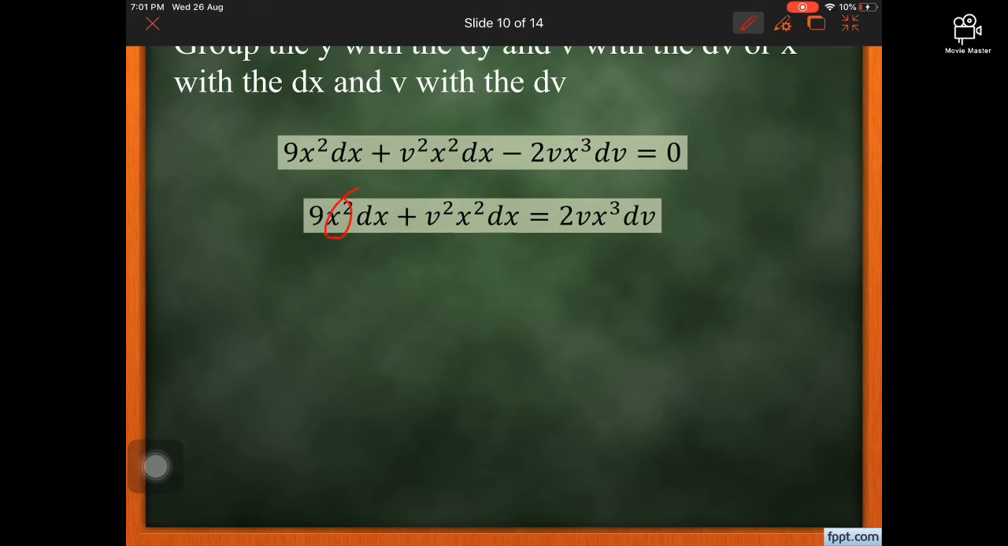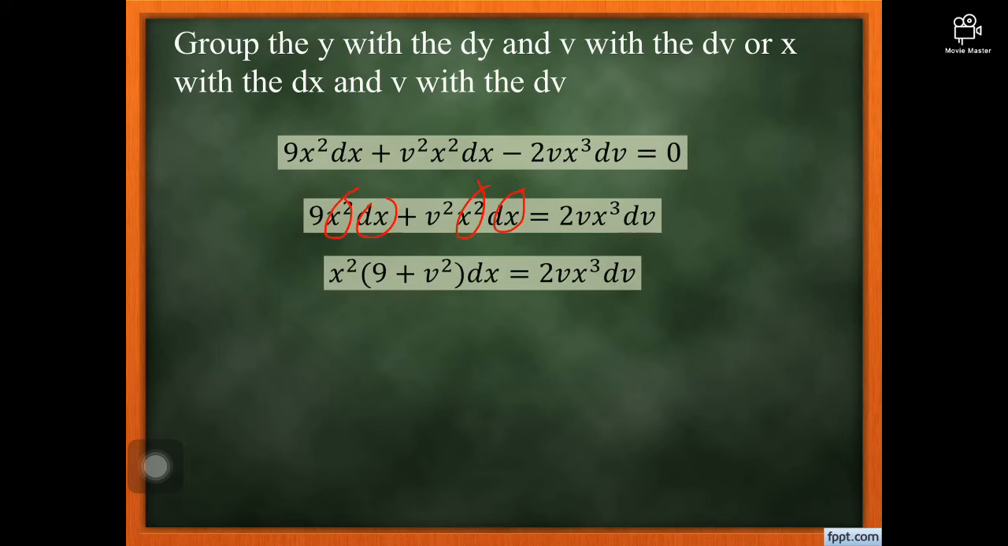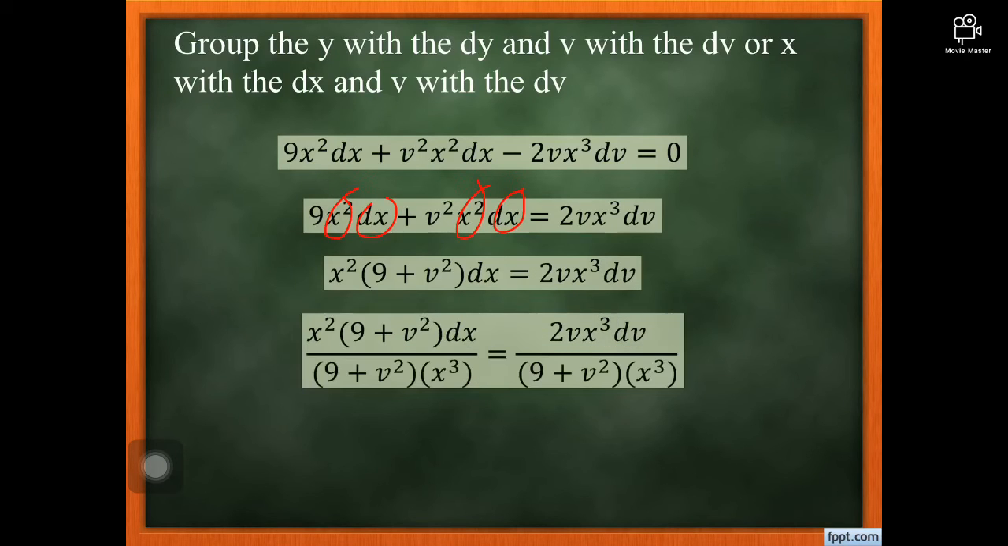We have x squared and dx. So we can rearrange or simplify it, and that gives us x squared times the quantity of 9 plus v squared dx equal to vx cubed dv. And now, can we separate x with dx and v with dv? Yes. And I did it by dividing both sides by 9 plus v squared times x cubed.